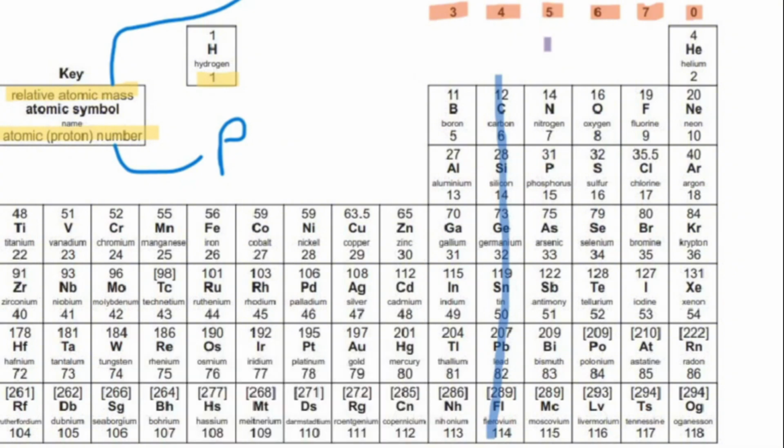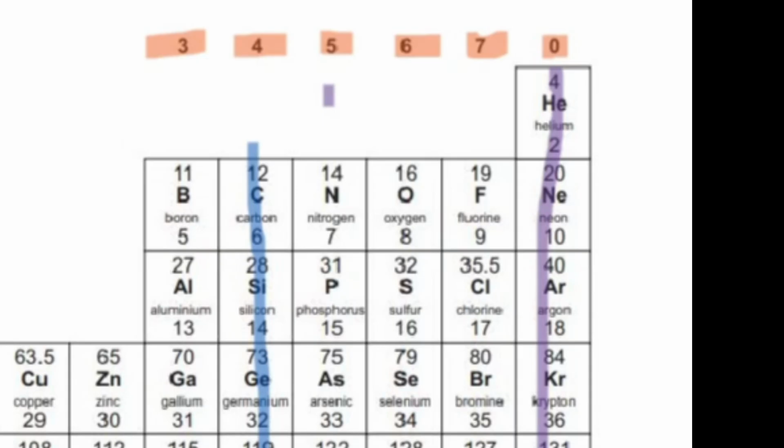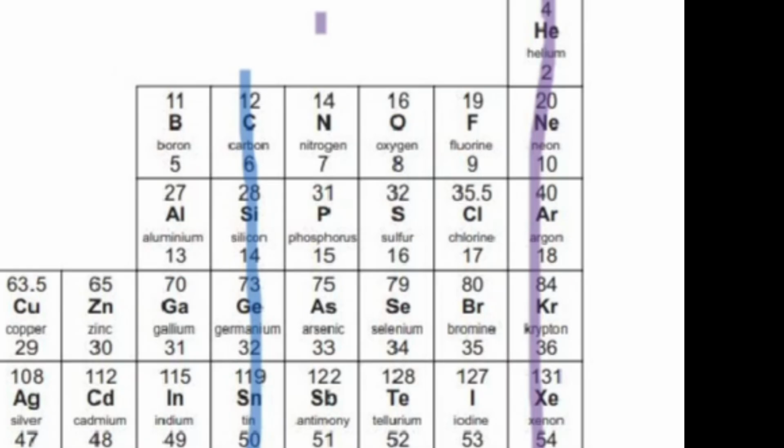The only exception that you need to know about is group 0. Group 0 elements have a full outer shell. That can either be 2 or 8 at GCSE level. Okay? So helium, for example, since it only has 2 protons, it must have 2 electrons because atoms have a neutral charge. So helium will have 2 electrons in its outer shell. It'll have a full outer shell. Neon will have 8 because it has 2 on the first level and then 8 on the next level. And then argon will have 8 on its outer shell also. So these elements have a full outer shell.